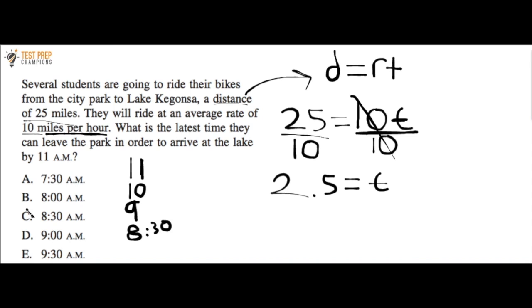So again, all we did here was we used the distance formula, d equals rt. We took the distance, we plugged it in for d. We took the rate, we plugged it in for r. We divided both sides by 10, which gave us the time. The time was 2.5 hours. Then we knew that we needed to find the latest time they can leave the park to get to the lake by 11 a.m. And we worked backwards. We started at 11. We went 1 hour would be 10. Another hour would be 9. Then 30 minutes would get us to 8:30. And C is the correct answer here.